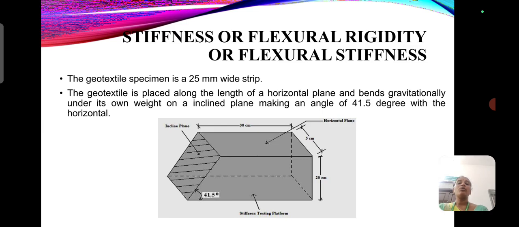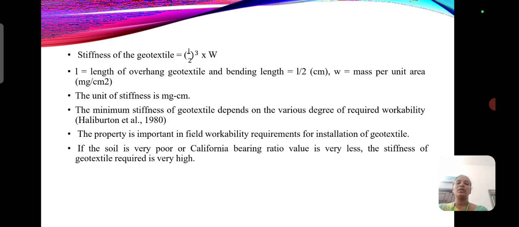When we talk about stiffness, the specimen should be a 25 mm wide strip. For stiffness, we go with the testing process. We have to make an angle of 41.5 degrees with the horizontal, and through this angle we place the geogrid. At this angle, we check whether it is working or not.